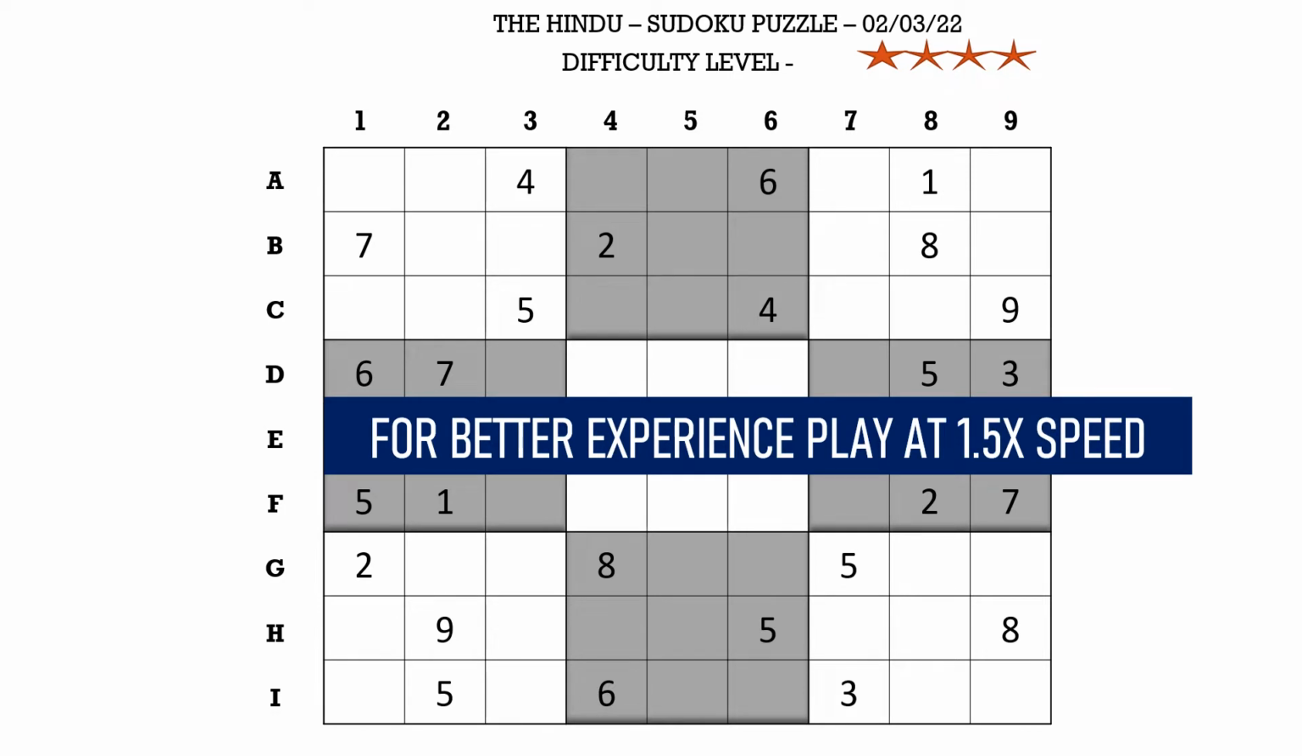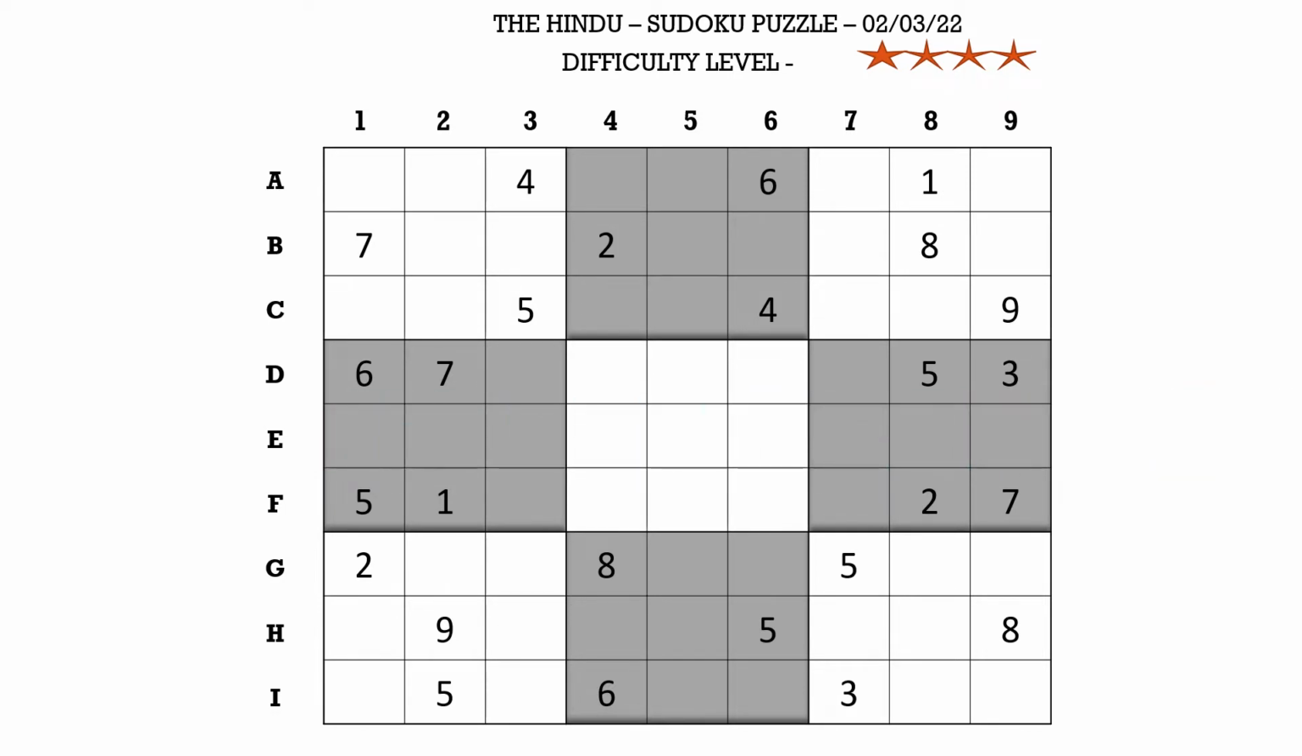This is a 4-star puzzle from today's Hindu. Let's get started. Here you can see a T pattern of empty cells like this. And you see that on both the sides. So when you have such T patterns, it helps us a lot in solving the puzzle quickly.